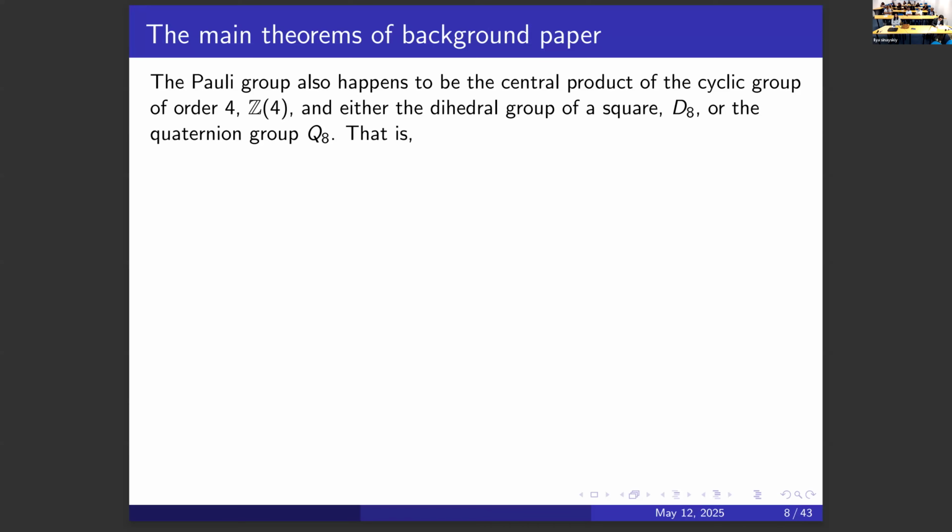And so the Pauli group can be written as the central product of the cyclic group of order 4 and the dihedral group of a square, or it can be written as the central product of the cyclic group of order 4 and the quaternion group of order 8. That is, you have these two ways of representing the Pauli group.